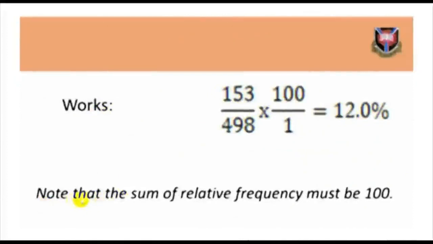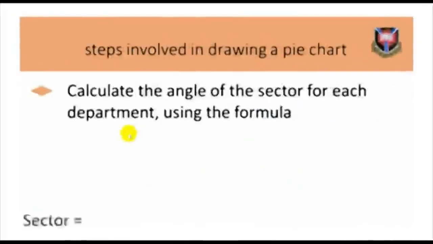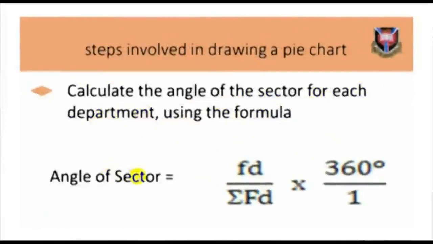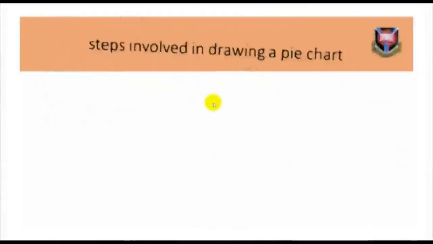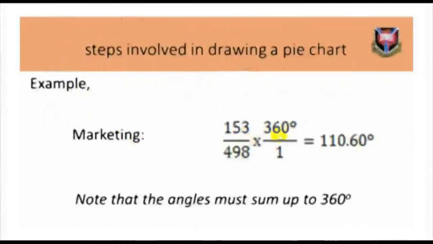2. Calculate the angle of the sector for each department using the formula angle of sector equals FD over summation FD times 360 degrees over 1. For marketing, we have 153 divided by 498 times 360 over 1, which equals 110.60 degrees.